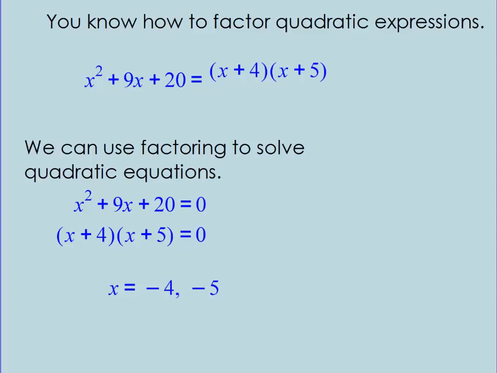Let's begin. So, you know how to factor quadratic expressions from the last section. Quadratic equations are basically just a little extra step. So we have to use factoring to solve the quadratic equations. So what happens is x squared plus 9x plus 20 equals 0, and then you factor that to x plus 4 and x plus 5, and you get your two solutions of -4 and -5. But how do you do that?